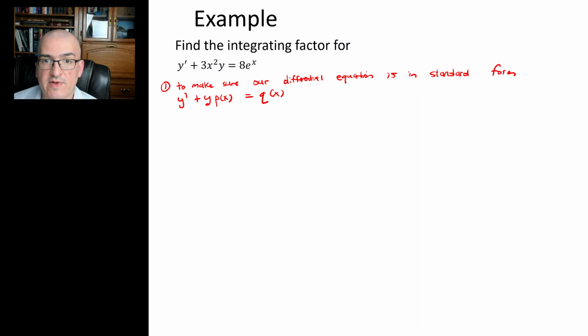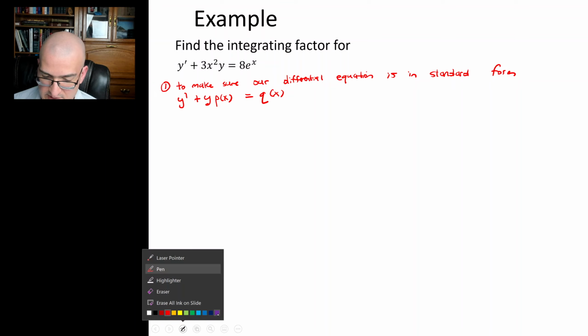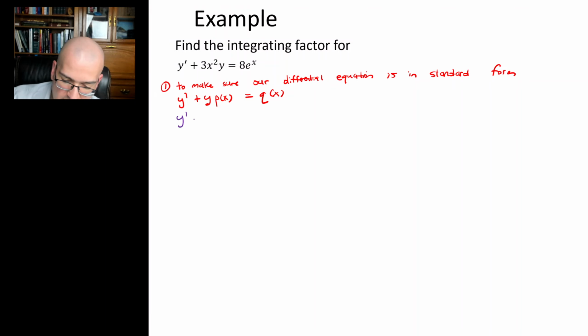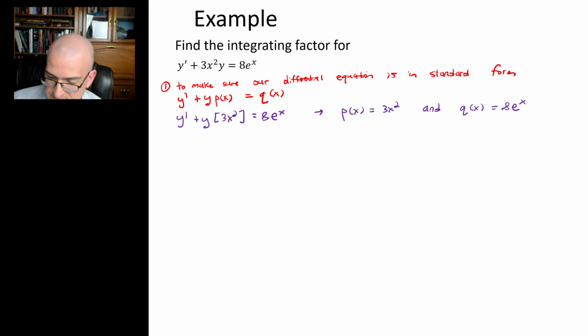We have a function of x times y, and we have a function of x on the right hand side. So it's all matching up. Y prime plus y times 3x squared is equal to 8e to the x. So we have p of x is equal to 3x squared, and q of x is equal to 8e to the x.